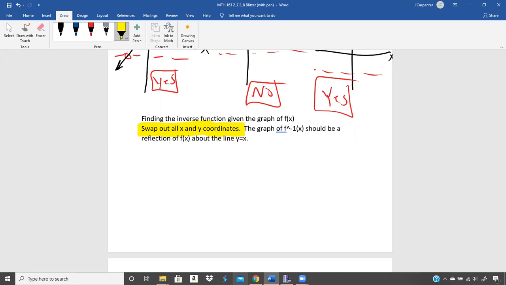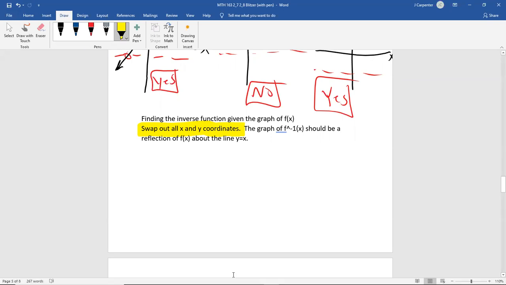So in other words, if you had a point (2, 5) for the regular function, the inverse function would be (5, 2). There is nothing complicated about this process. It's just literally swapping numbers. That is it. What you will notice is that the inverse function should end up looking like a reflection of the original function about the line y equals x.